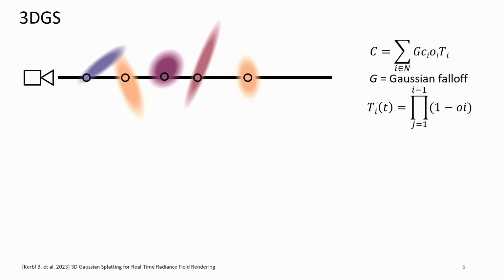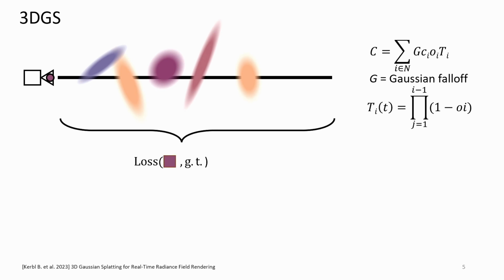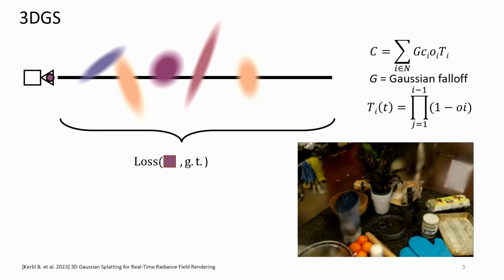So using a differentiable rasterizer, you can get the color of a pixel, render an image, and as before, since this rasterizer is differentiable, you can propagate the loss into the Gaussians' parameters directly. So an instance of the Gaussian splatting training can be seen here.